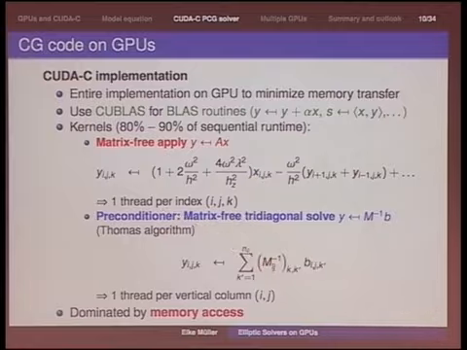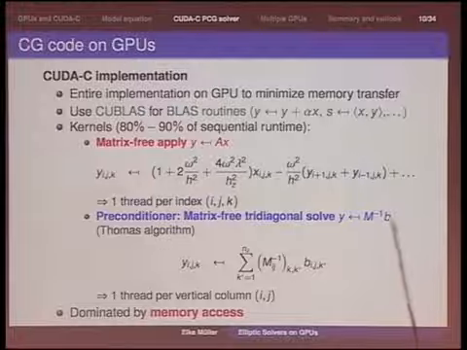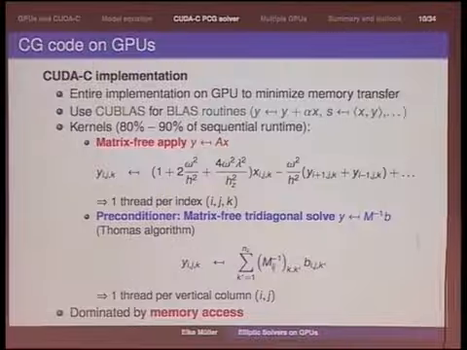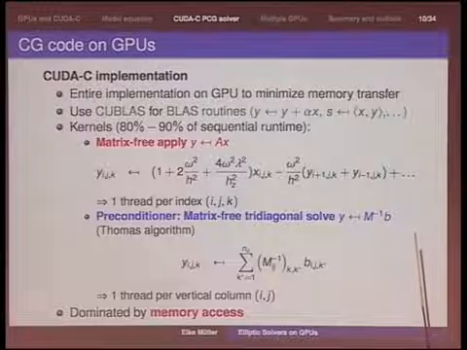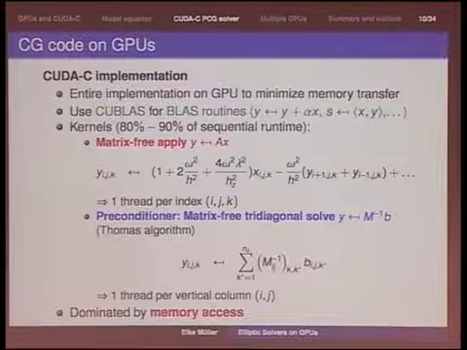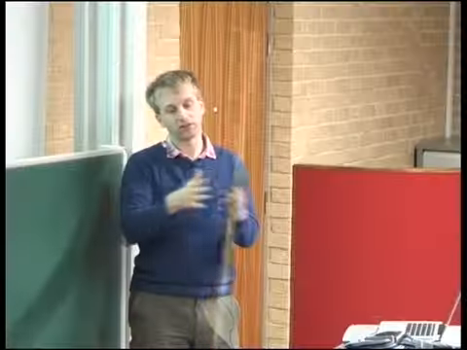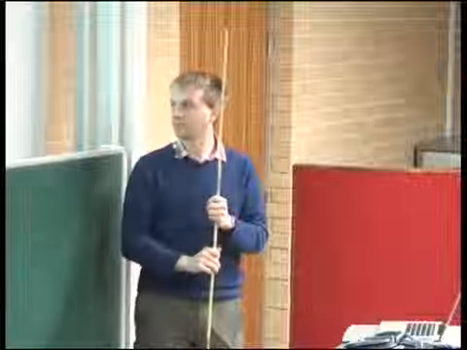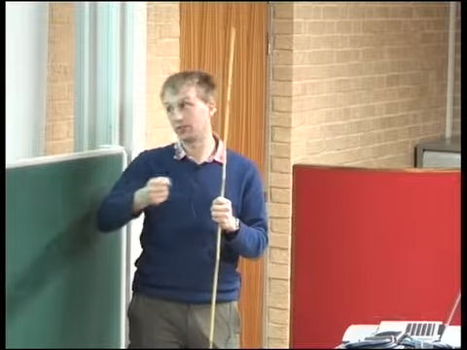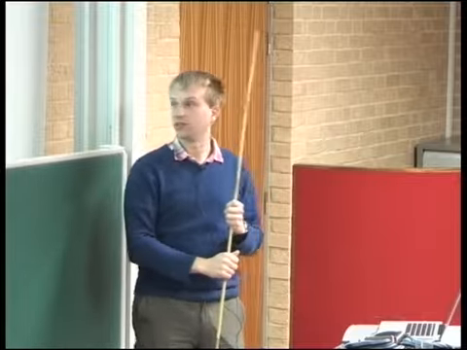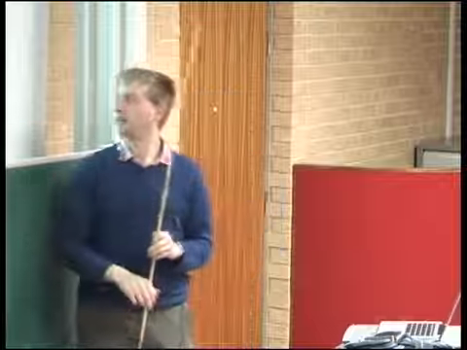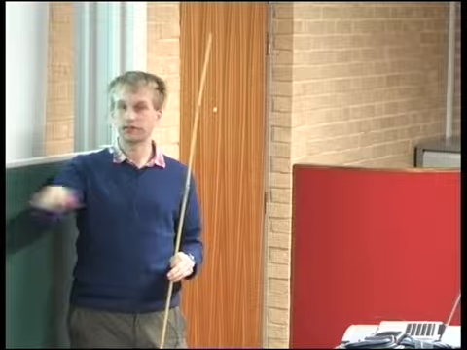operations are all independent. For the preconditioner, where you have to do this tri-diagonal solve in each vertical column, we used the Thomas algorithm, and there you have a dependency in the vertical direction. So you can still do all the horizontal grids, all the columns, independently, but you have to process each column on one thread. So there we did just horizontal partitioning.